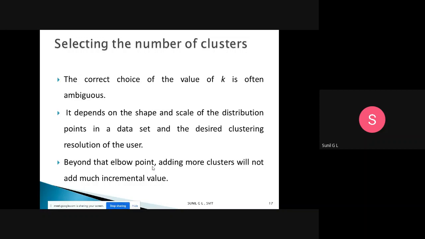It depends on the shape and scale of the distribution of points in the data set and the desired clustering resolution of the user. So it depends on the distribution, the shape and scale of the data points. That is one criterion. Then after that, beyond the elbow point, adding more clusters will not add much incremental value. I will show you that elbow point.